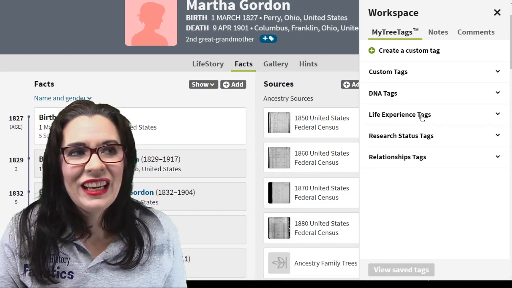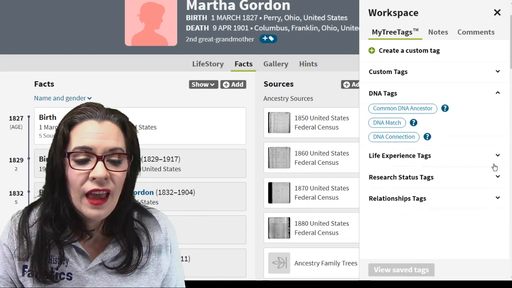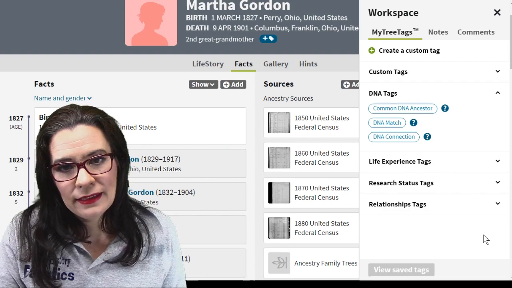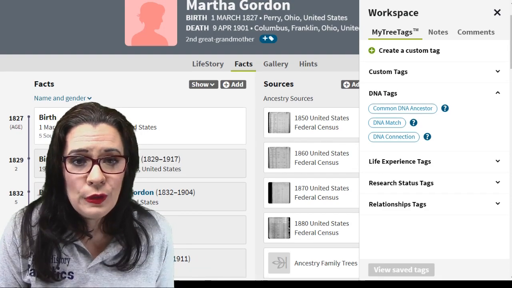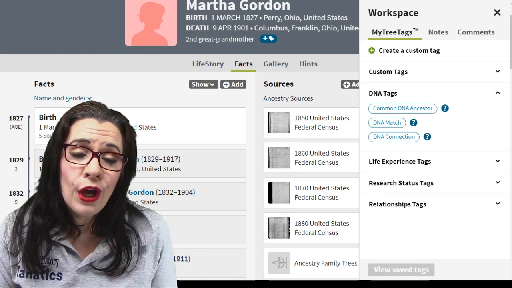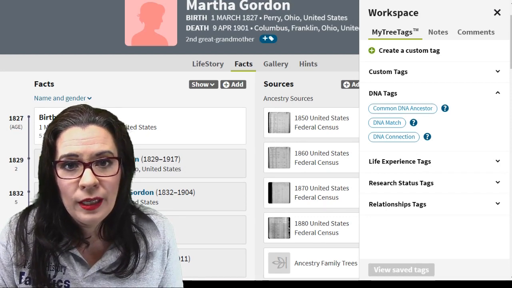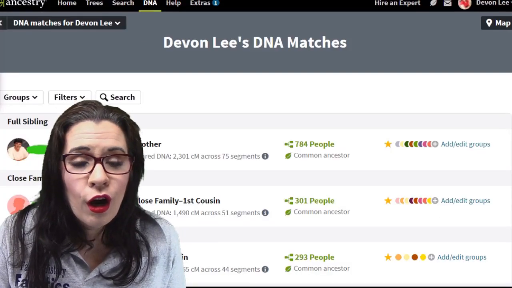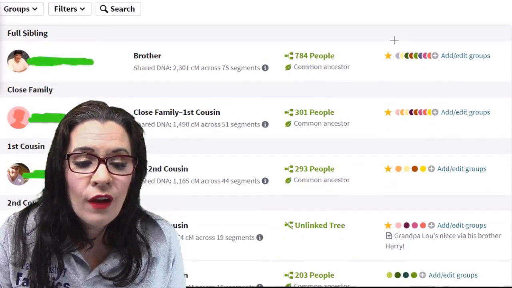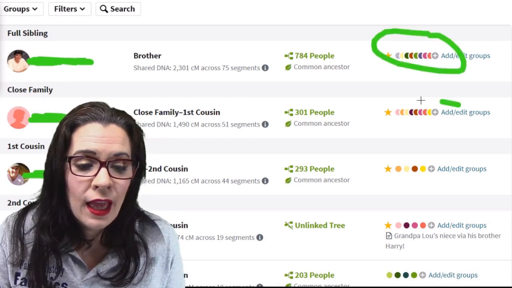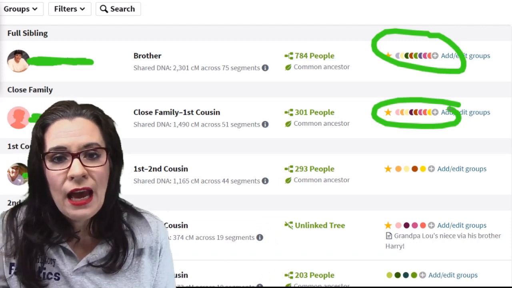But then we come to probably the most confusing tags there are. And these are our DNA tags. Now, personally, I find the DNA tags far more confusing than another tool, the color coding available on your DNA match list. Let me show you really quickly what I'm talking about. So very quickly, we're over here on my DNA match list, and you can see that I've added some of these color coding dots. And these dots mean that these people are related to me down these lines.